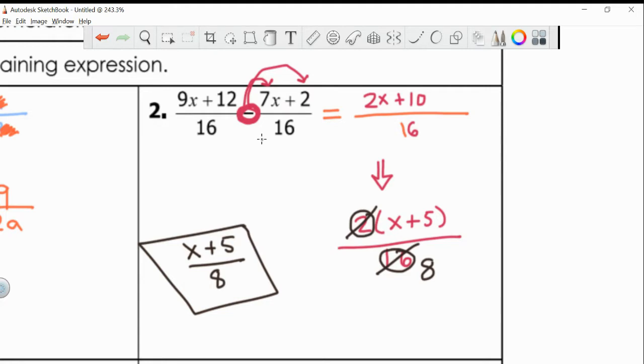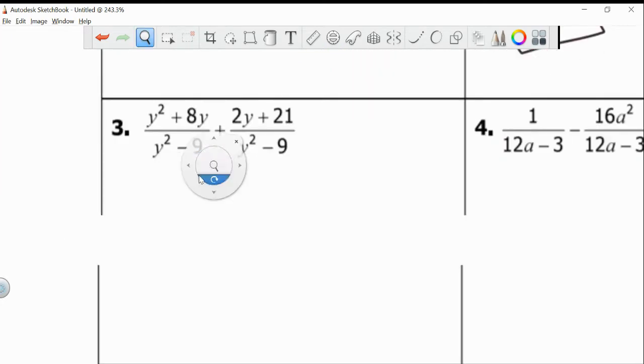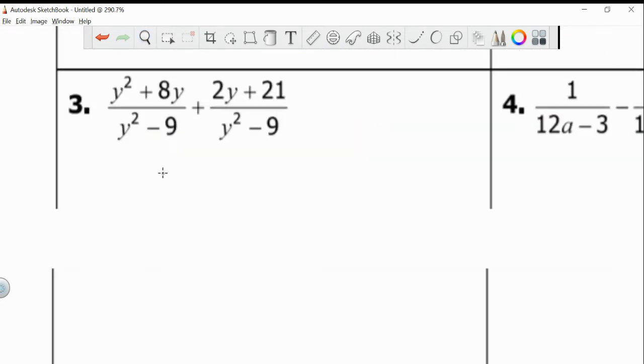So when it comes to addition with common denominators, really pretty easy. When it comes to subtraction with common denominators, still easy, just be careful. Okay, let's look at a question like number 3. This is a lot more along the line of how a test question would look.